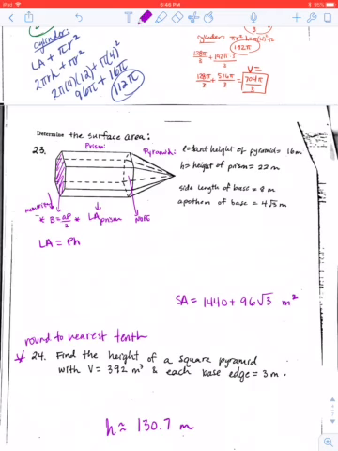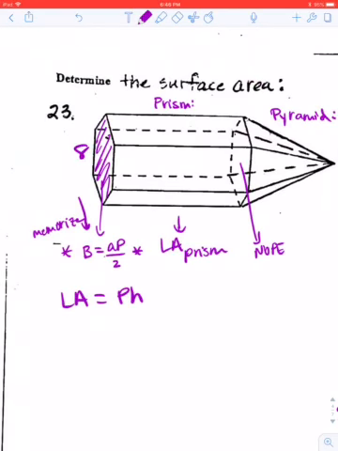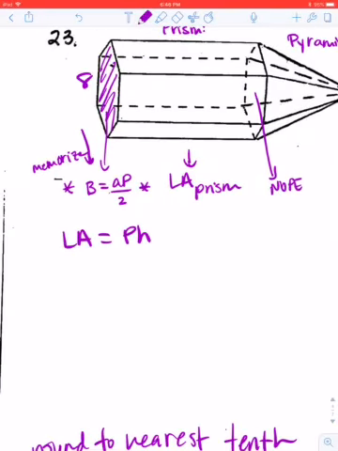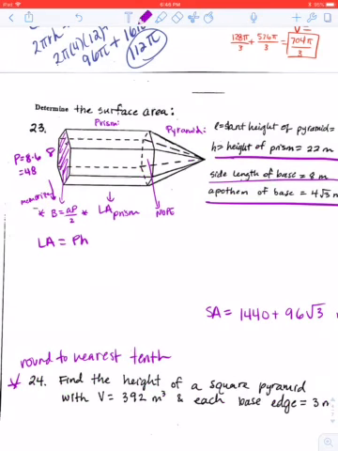Okay, so let's label what we have here. What's important? Side length of the base, 8. Great. Apothem, 4 square root of 3. I'm so nice to give you that. You're welcome. Well, we don't need that until we get to the area. So perimeter is 8 times 6 because there are 6 sides, so 48. The height of the prism, 22.